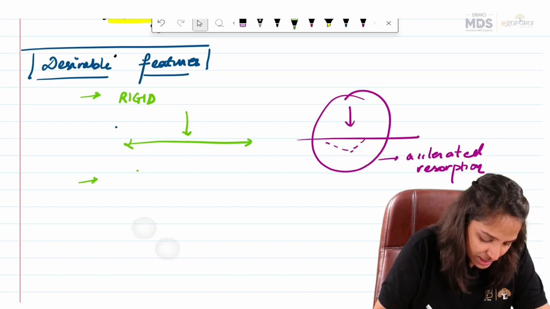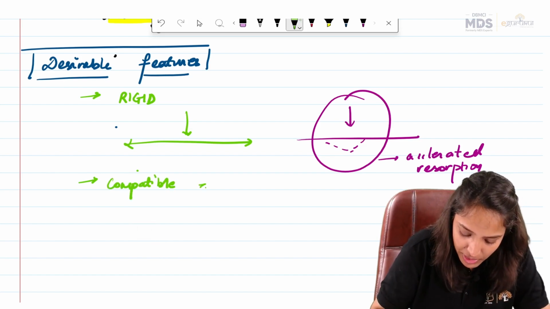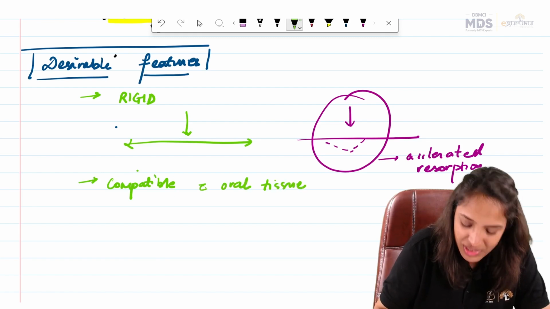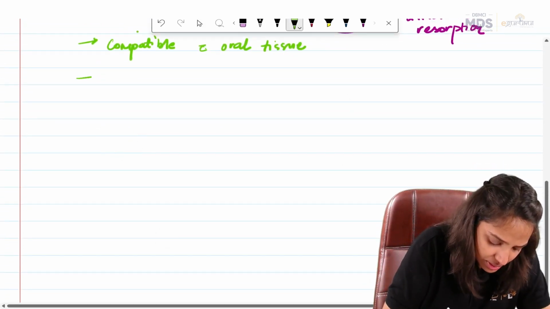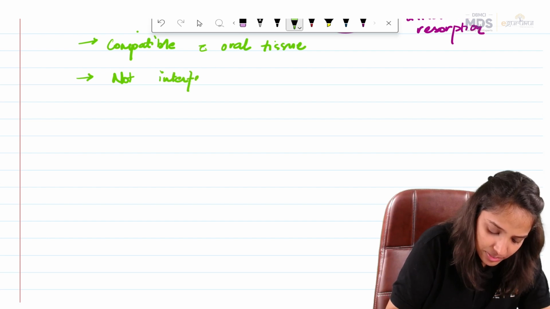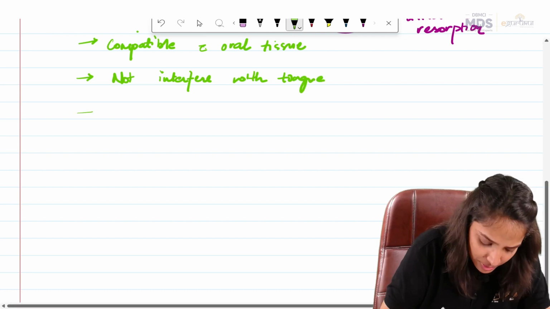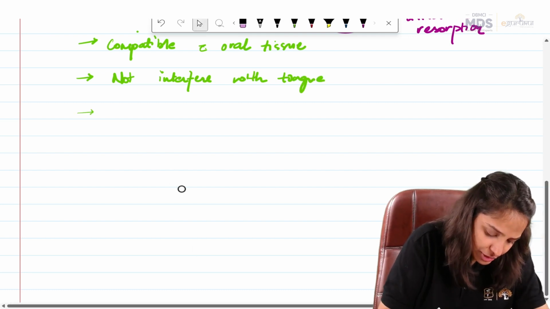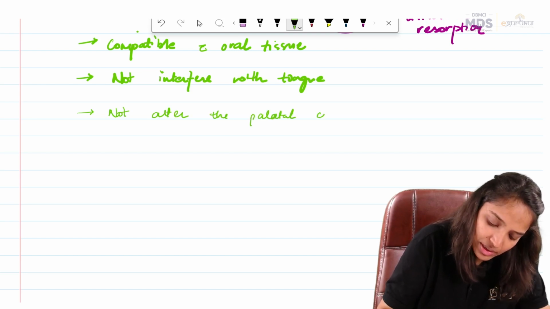The second feature is that it should be compatible or biocompatible with the oral tissues. It should not cause allergic reactions to the oral tissues. Third, it should not interfere with the tongue. Fourth point is it should not alter the palatal contour substantially.